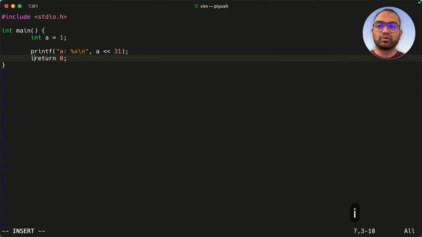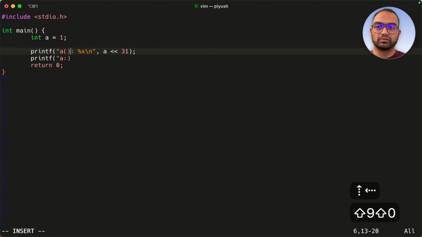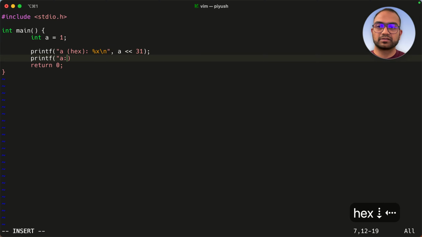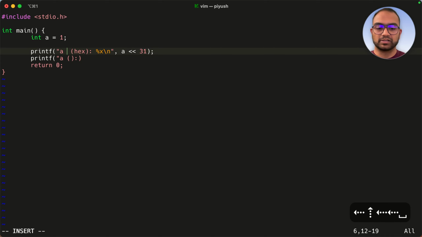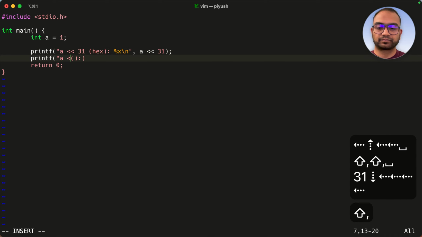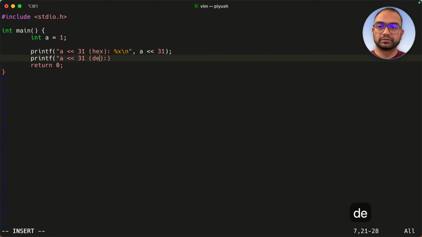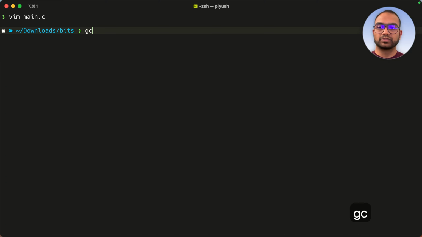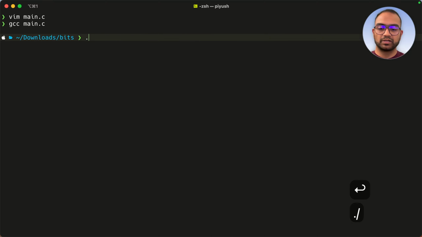Perfect. So what I'm now going to do is print the value of A as decimal also. So A in hex, and then in decimal. To print it in decimal, I simply use %d and \n, and I'm going to just repeat the same thing. Okay, perfect. Let me write quit. Let's do gcc main.c and then a.out.